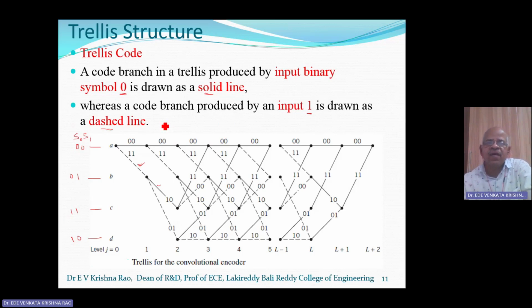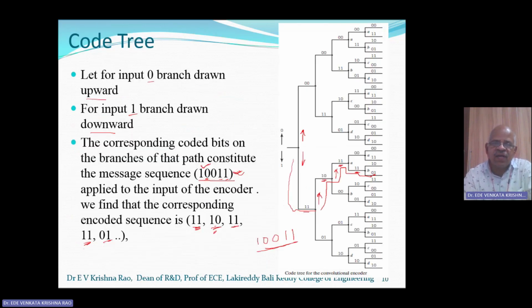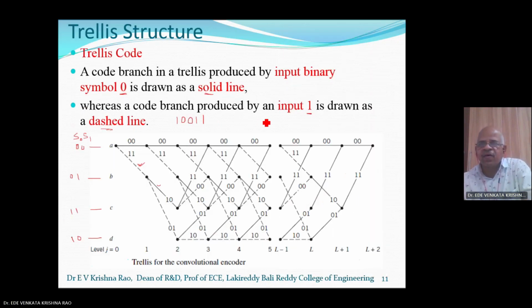So for a given input message 1, 0, 0, 1, 1, if the first bit is 1, dash line, the code output is 1. So we got the code output. What is that code output? 1, 1, 1, 0, 1, 1, 1, 1, 0, 1.